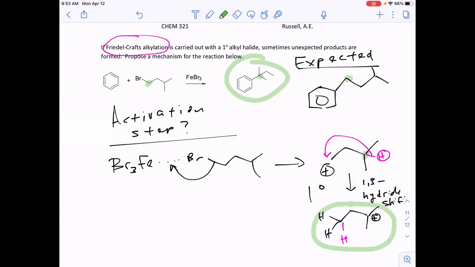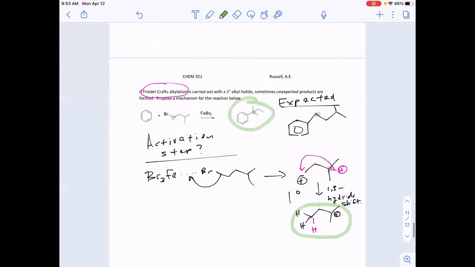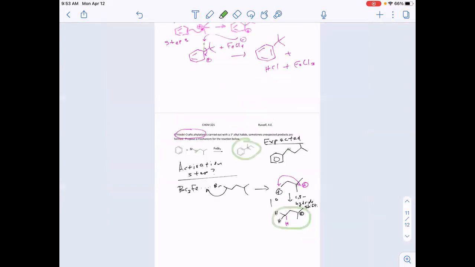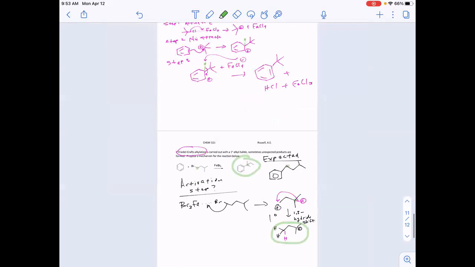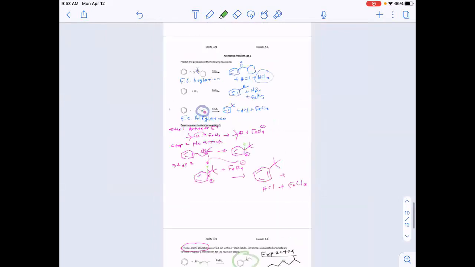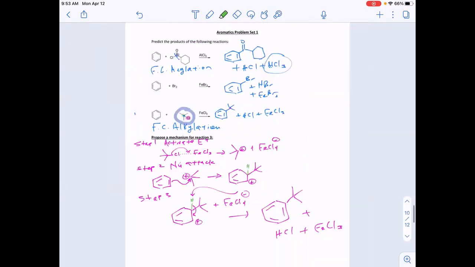Go ahead. Can you go up a little bit? More, like the last page. This page right here. Yes. Okay, I see it.